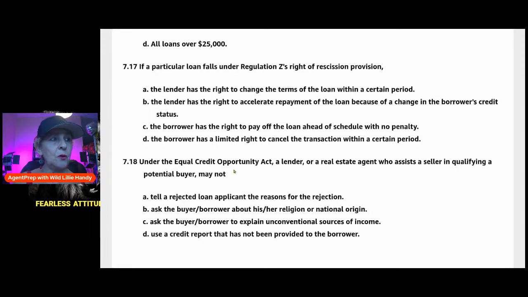So under the Equal Credit Opportunity Act, a lender or real estate agent who assists a seller in qualifying a potential buyer. Okay, so the buyer is a prospect at this point, right? All right, yes. So, fair housing, right? You can't ask the buyer borrower about their religion or national origin. Very good.